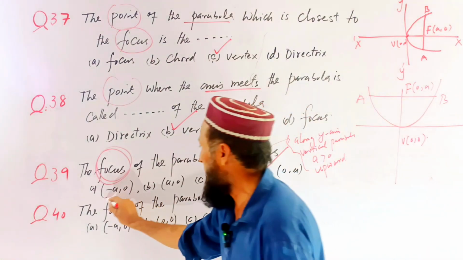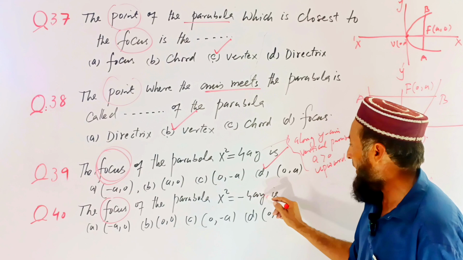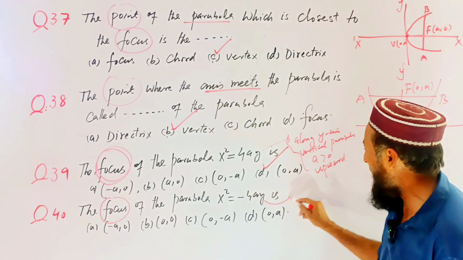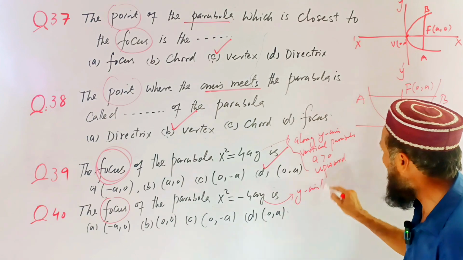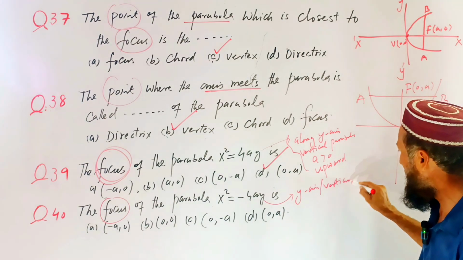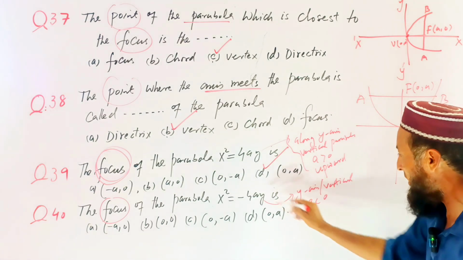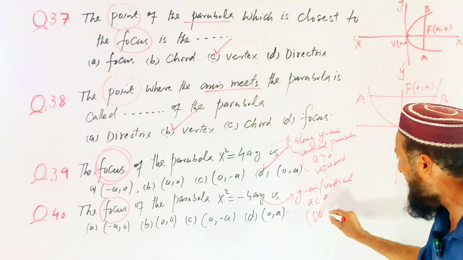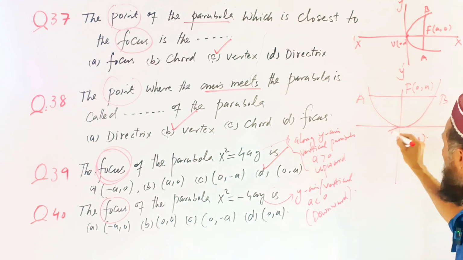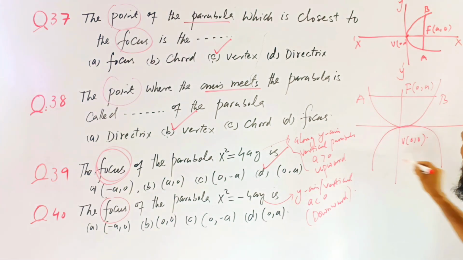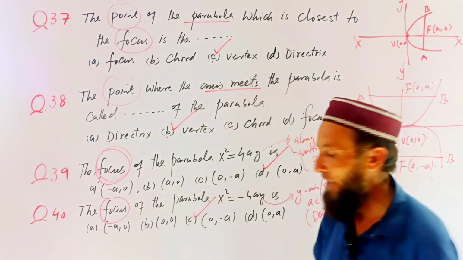Similarly, the focus of the parabola x square, and the parabola is along the y-axis, again y-axis vertical parabola, but here a is less than 0, which means it is a downward parabola. So the parabola is made like this type. Focus, A and B are any, is here the correct option.